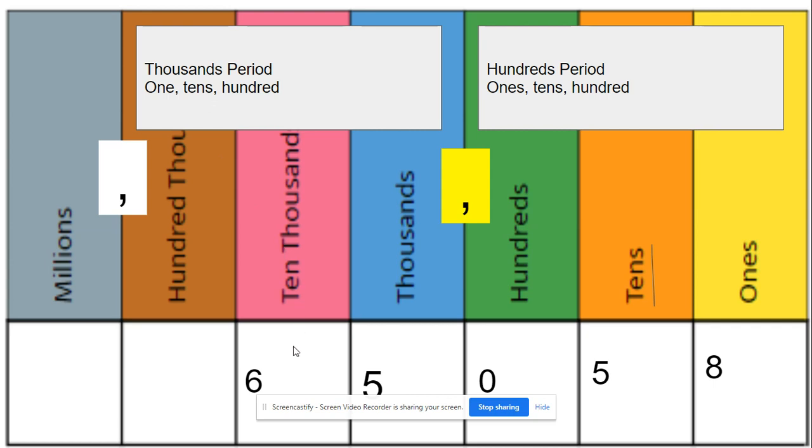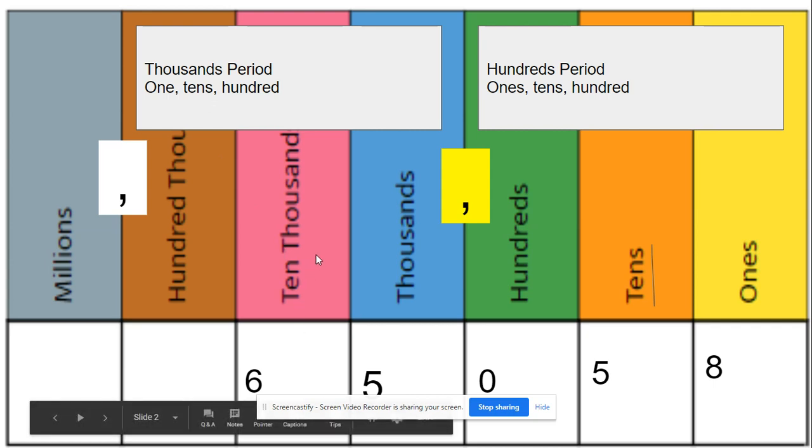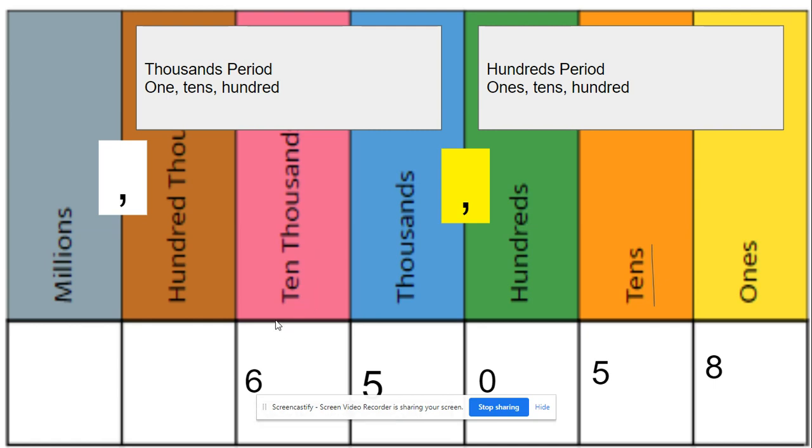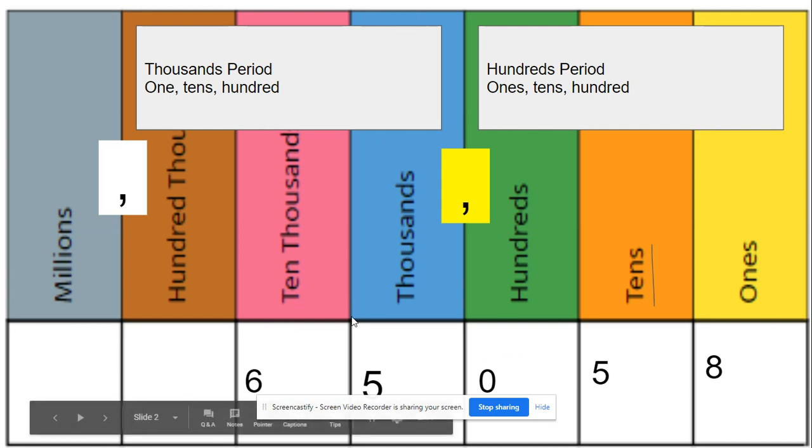So in this example, I have a 6 in the 10,000s column. So 10 times 6 is 60. So we have 60,000. And then we also have 5,000. So we would say the thousands period first in the number. We would say it as 65,058.